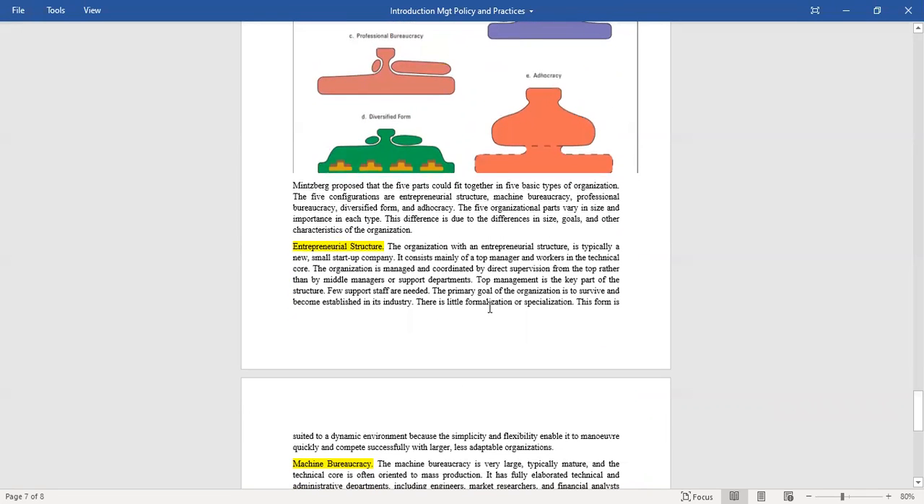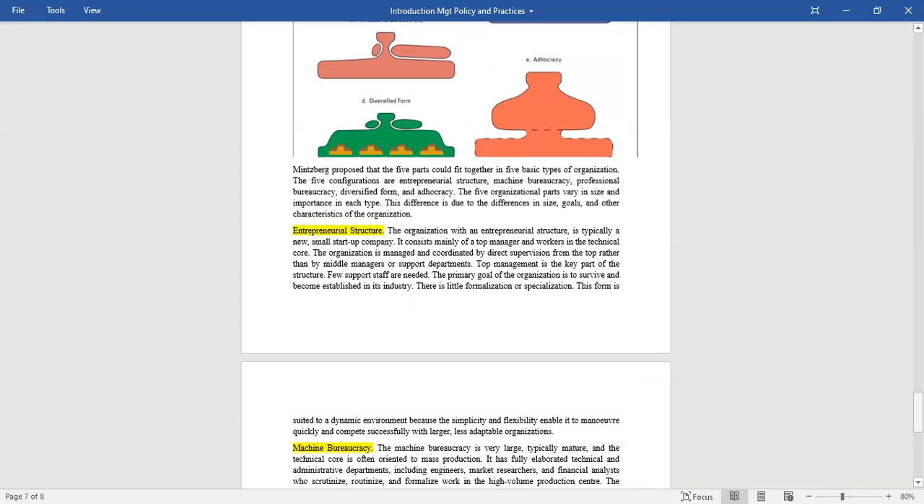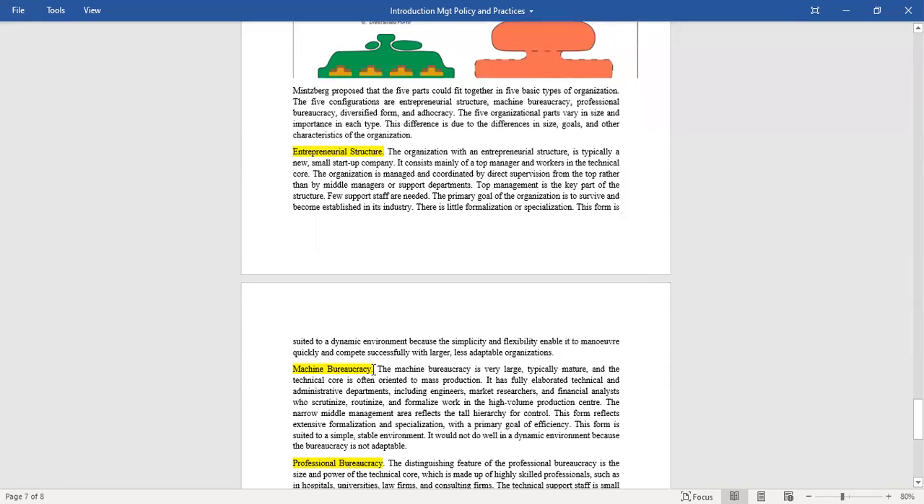So there is little formalization or specialization. The primary goal is to survive and become established. Formalization and specialization will be low, and it is suited to a dynamic environment. So this startup culture also suits your postmodern organization. This is the structure of a startup, which they are calling an entrepreneurial structure.